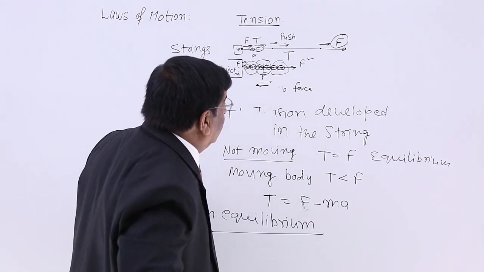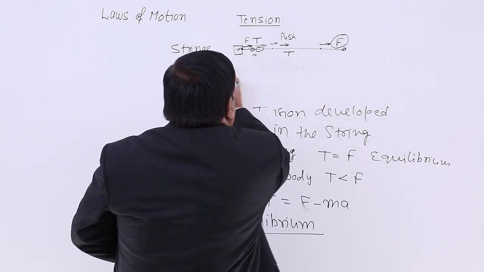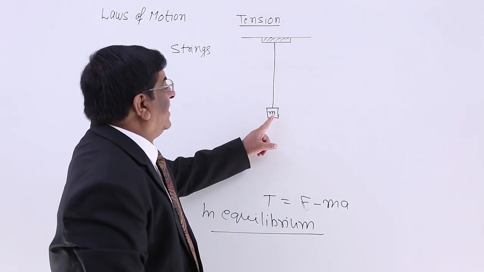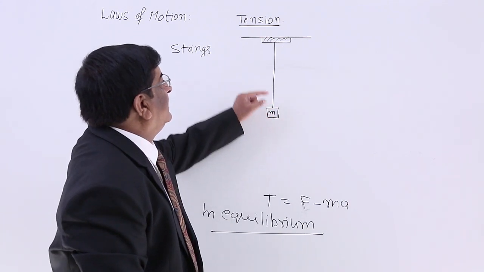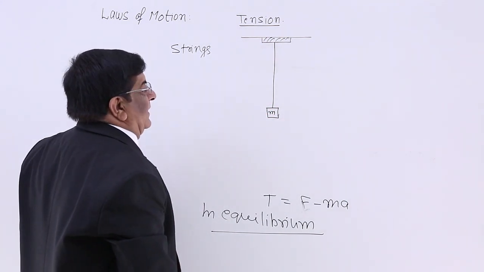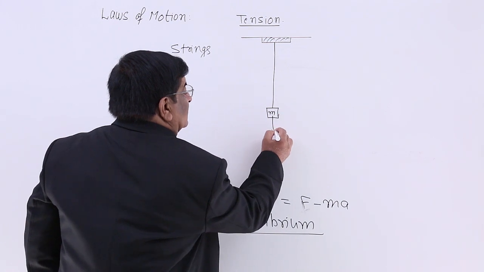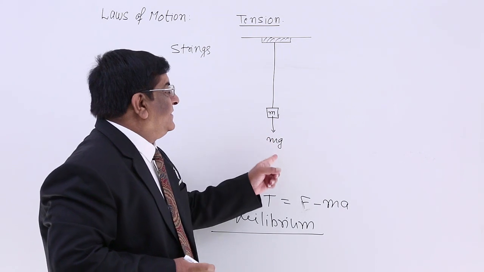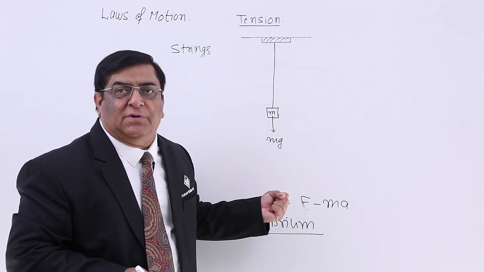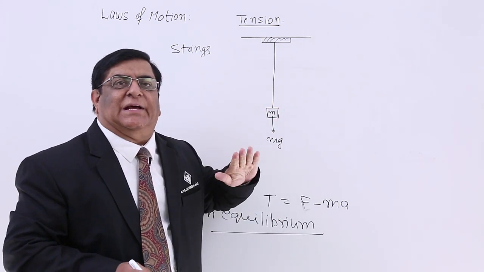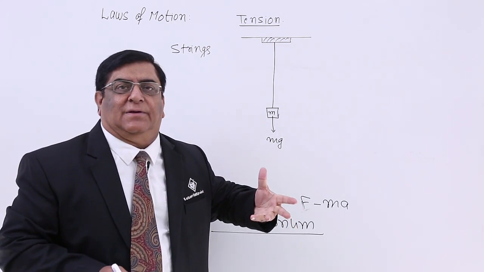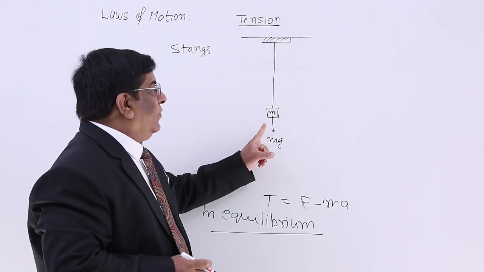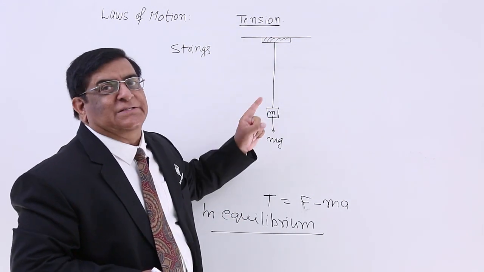What happens in equilibrium? There is an object having mass m here, and it is suspended by a string. This mass is experiencing a force downward, that is mg, and under this effect of mg, why is it not moving down? Answer, it is not moving down because it has been balanced. The net force has become zero. Who has balanced it?